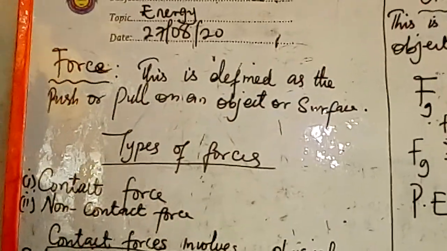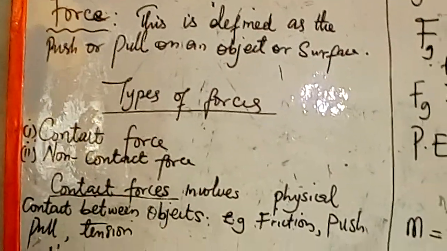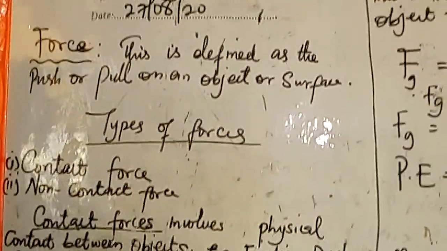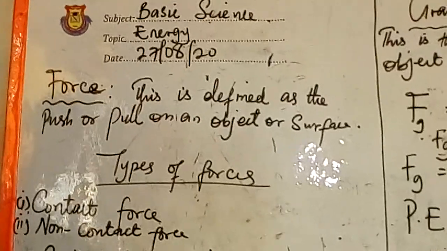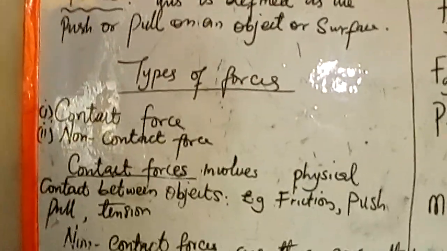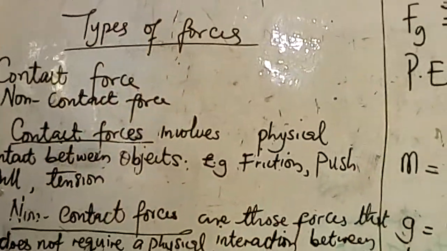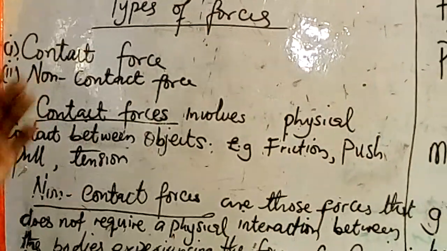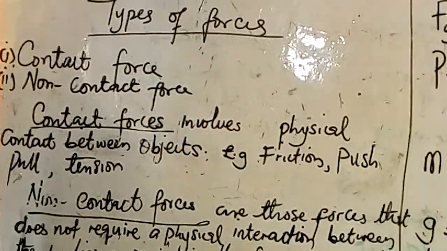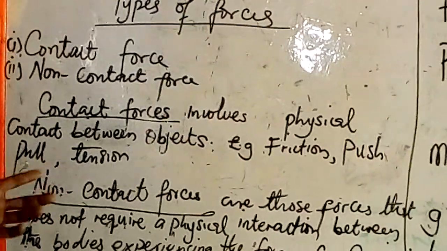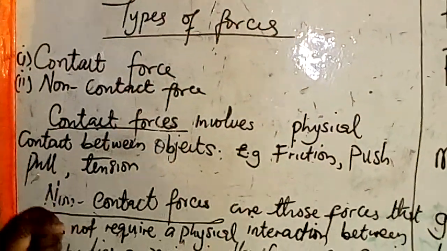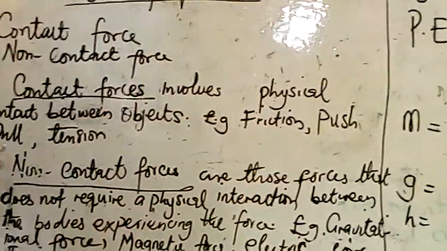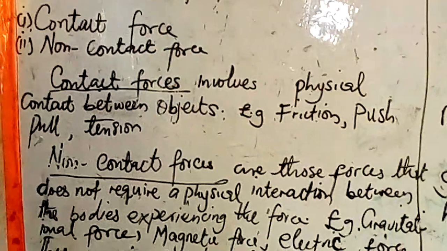Alright. What are the types of force? One, we have the contact force, and the second one is the non-contact force. The contact force requires a physical interaction or a physical touch between the objects that are experiencing the force. Examples of the contact force are the friction force and the push, pull, and tension.